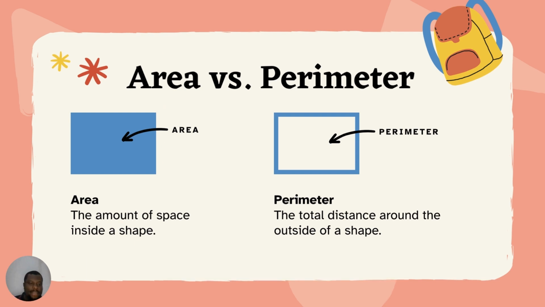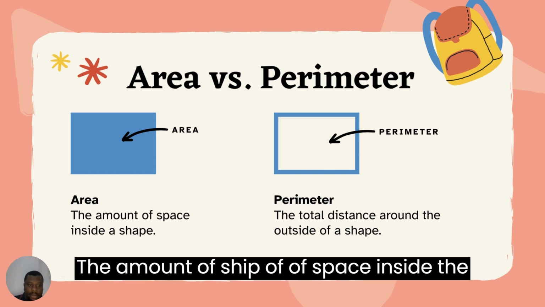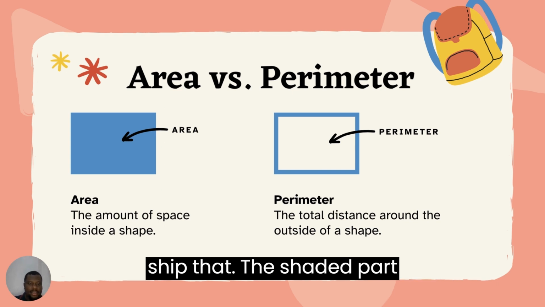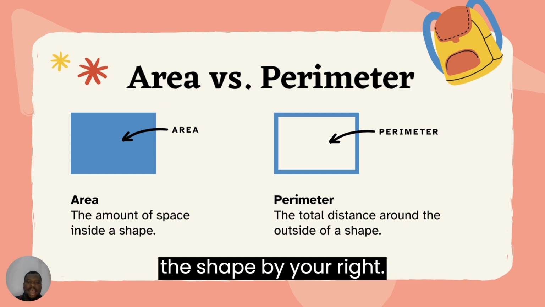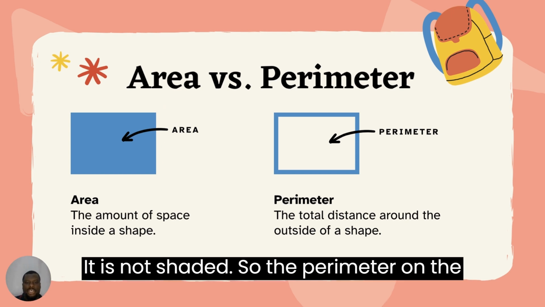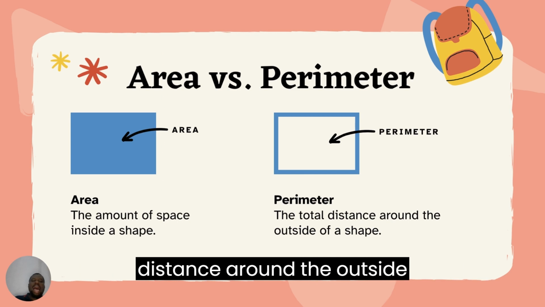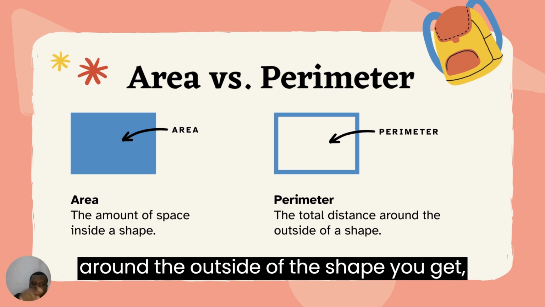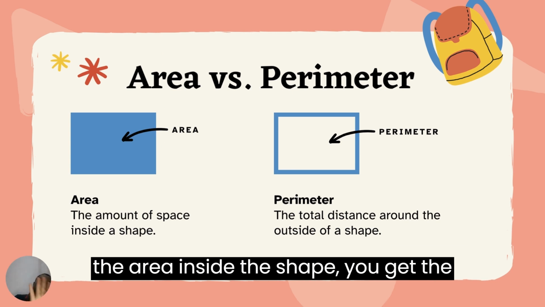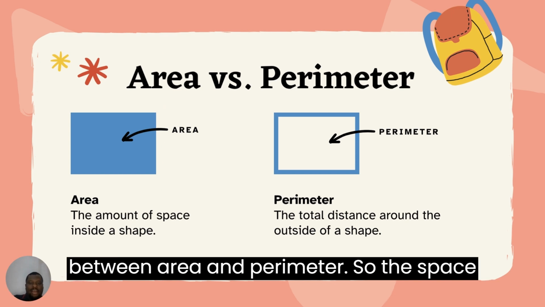The area is the amount of space inside the shape. Like look at this rectangle by your left. The amount of space inside the shape, that is the shaded part, forms the area. Now if you look at the shape by your right, it is not shaded. The perimeter, on the other hand, is the total distance around the outside of a shape. So if you measure the distance around the outside of the shape, you get the perimeter. But if you measure the area inside the shape, you get the area. So this is just the difference between area and perimeter.